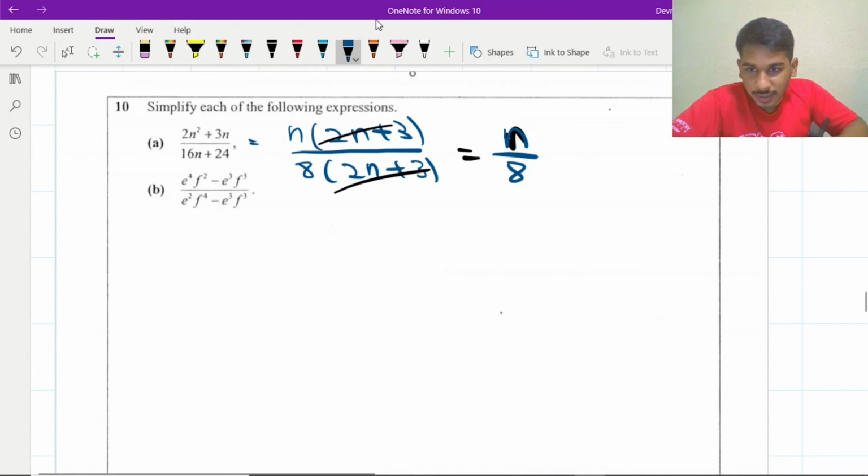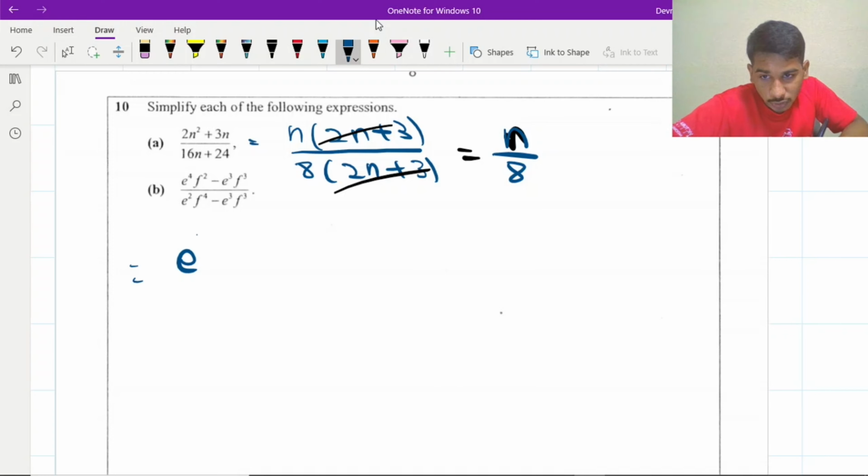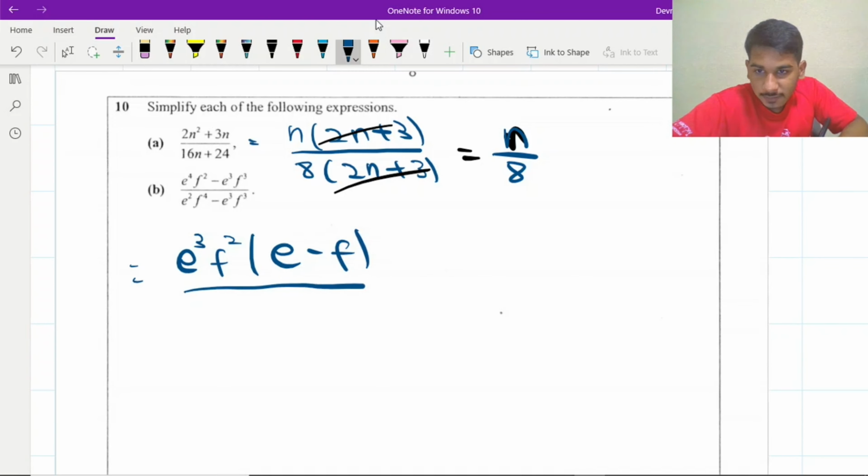Okay, again, factorize first. I see E on both sides, I see F everywhere, so I think the F will go away. So E cubed I see from both sides, I see F squared from both sides, so you're going to have E minus F. For the denominator, I have E squared on both sides and F cubed on both sides, and then we will have F minus E. Okay, so the only difference is that this thing is the negative of this thing.